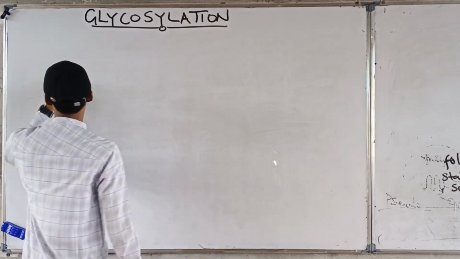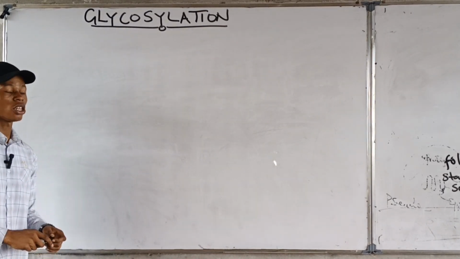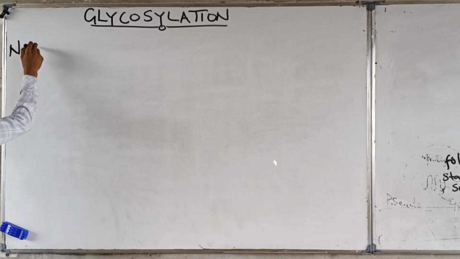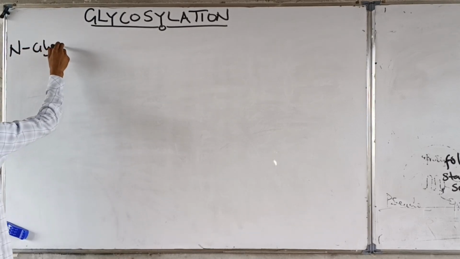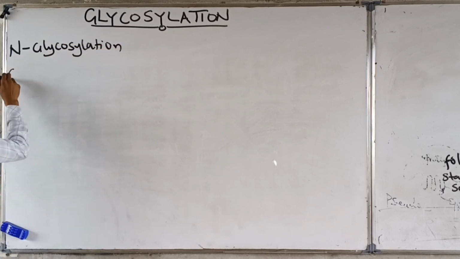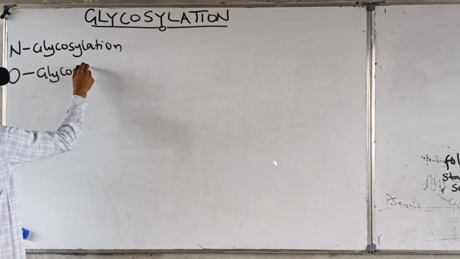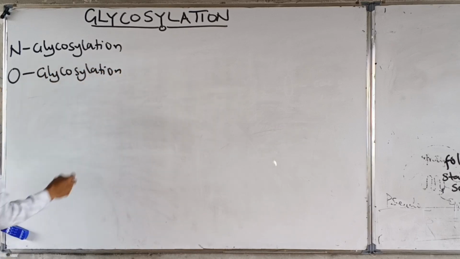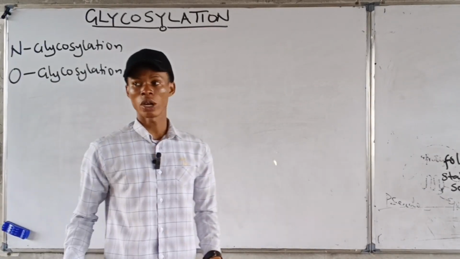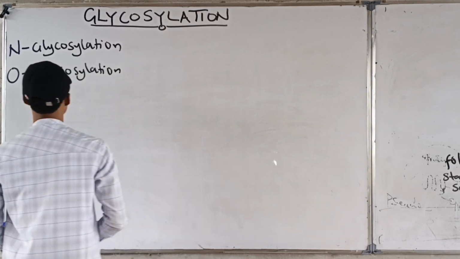Now, in glycosylation, we have two major types: N-glycosylation and O-glycosylation. I'll be taking them one after the other. Now, let's start with the first one, the N-glycosylation.